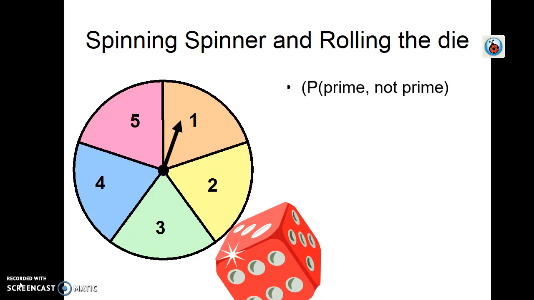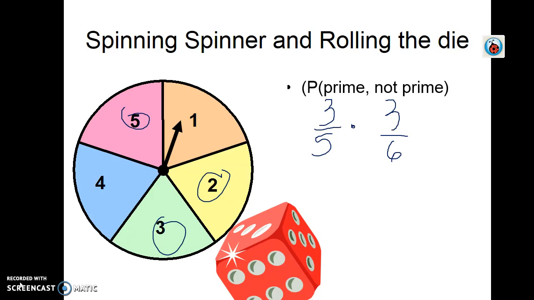So what's the probability of getting prime and then not prime? So prime on the spinner and not prime on the die. So a prime number only has exactly 2 factors. So the prime numbers on the spinner would be 2, 3, and 5. 1's not prime because it has exactly 1 factor. And 4 is not prime because it has 3 factors, 1, 4, and 2. So 2, 3, and 5 are the prime numbers. And that's the same prime numbers that are on a die, because 1 is not prime and 6 isn't prime either, and neither is 4.